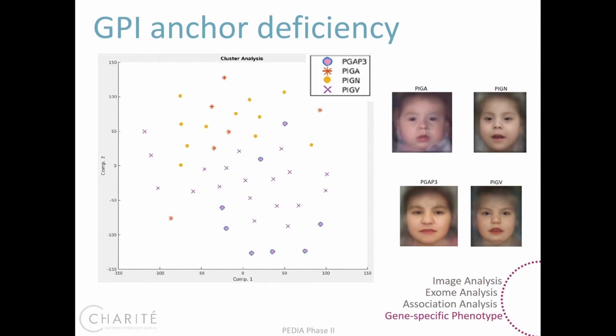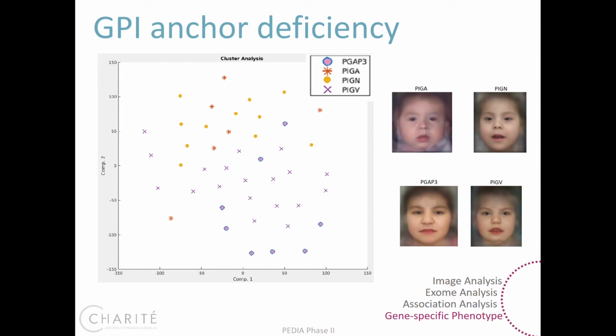Hyperphosphatasia with mental retardation syndrome is a GPI anchor deficiency. Several genes are involved in the synthesis of its anchor molecule, and most pathogenic mutations have so far been reported in PIGV, PGAP3, PIGA, and PIGN.